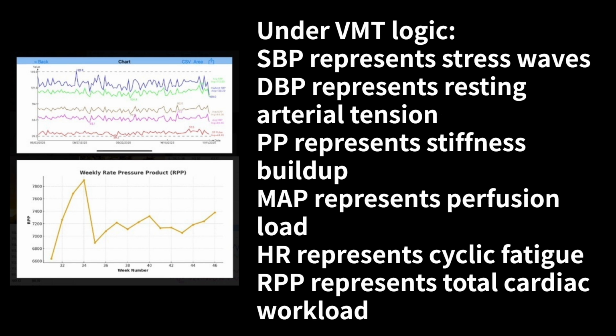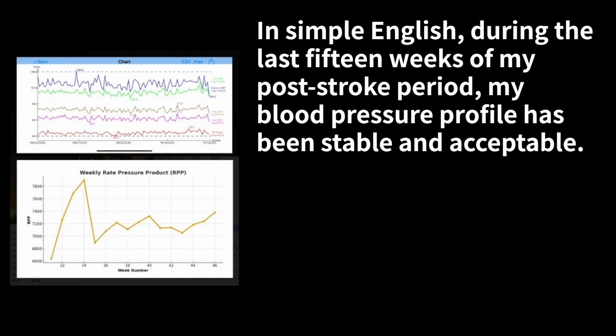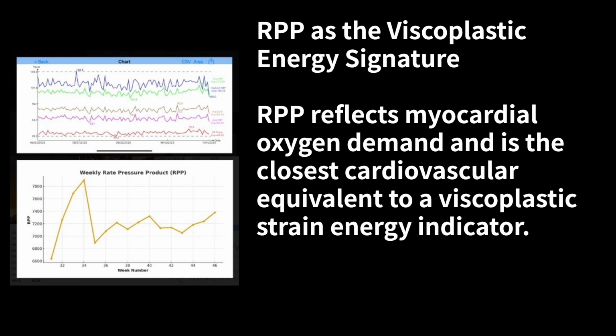Under VPT logic, SBP represents stress waves, DBP represents resting arterial tension, PP represents stiffness buildup, MAP represents perfusion load, HR represents cyclic fatigue, and RPP represents total cardiac workload. In my 15-week dataset, none of these indicators are elevated. They behave like a system that has already passed its previous yield transition, and is now resting in a low-energy, plastic equilibrium. In simple English, during the last 15 weeks of my post-stroke period, my blood pressure profile has been stable and acceptable. RPP is the viscoplastic energy signature.